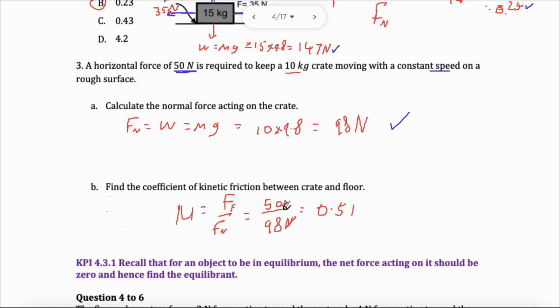Now it is 50. Friction is 50 divided by my normal, 9.8. I will get 0.51. That looks about correct. It's smaller than 1, so I am happy with this answer.